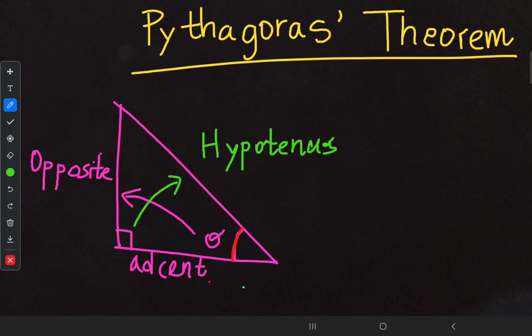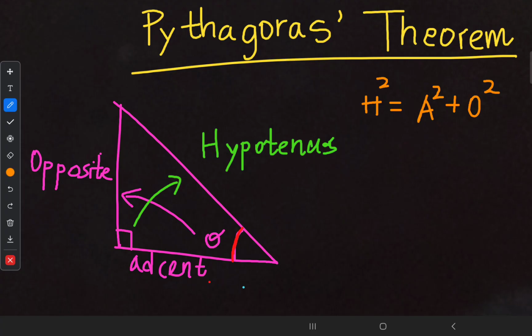The relationship between the lengths of the sides in a right angle triangle is called the Pythagoras theorem. What did Pythagoras tell? This is our adjacent side, this is our opposite side, this is our hypotenuse. He is saying that the hypotenuse square equals adjacent side square plus opposite side square. That means the length of the hypotenuse, squared, equals the adjacent side squared plus the opposite side squared. That's all for our Pythagoras theorem.